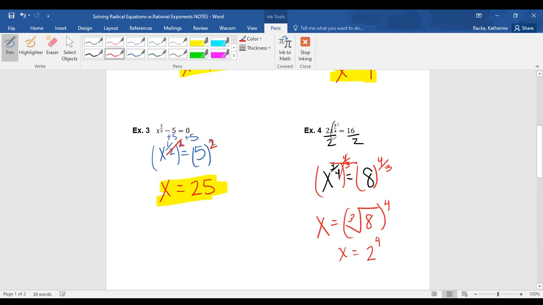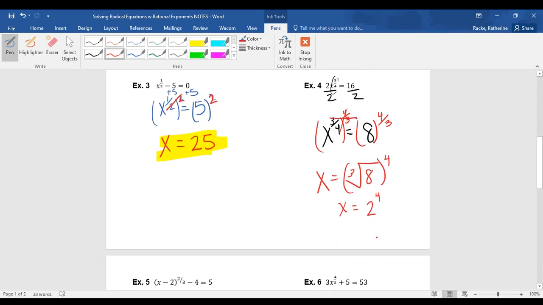And then 2 to the 4th power will give you 2 times 2, which is 4. 2 times 2 again, which is 4. And 4 times 4, which is 16. Okay, so when you're solving them, make sure you're writing the parentheses so you understand that you have to do the cubed root first, and then you're going to take it to the exponent.